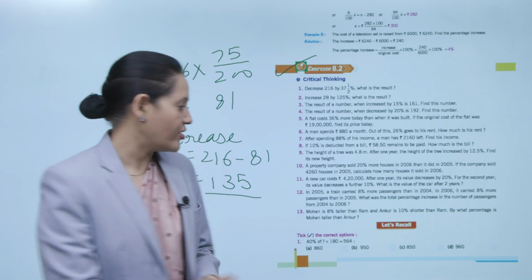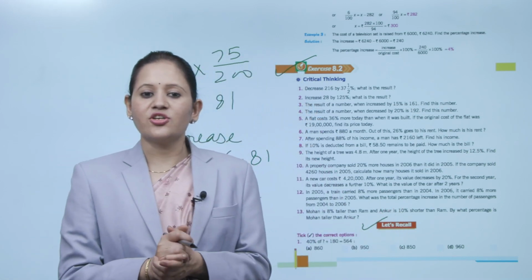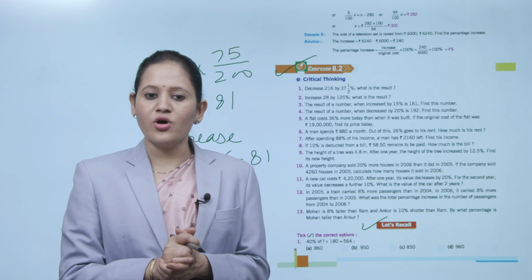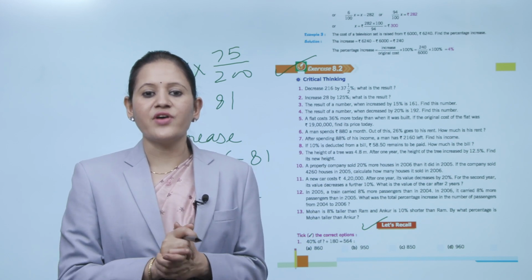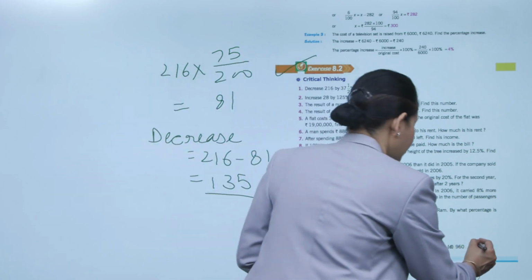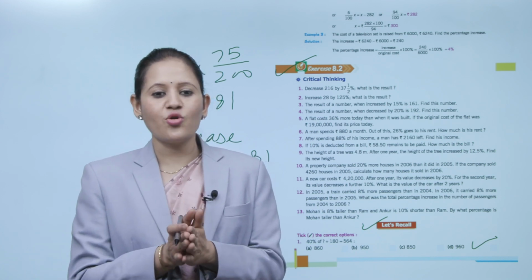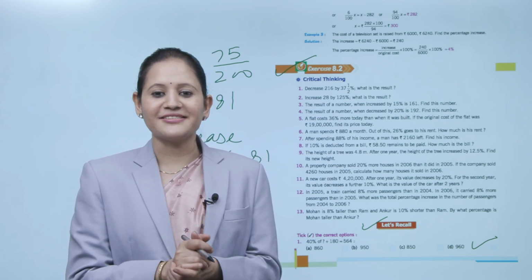Next is, let's recall. Take the correct option. 40% of what plus 180, that is equal to 564 ratio. So, here the answer is D, 960. Clear? So, here we end the chapter. I hope you understand it well. Now you practice it.